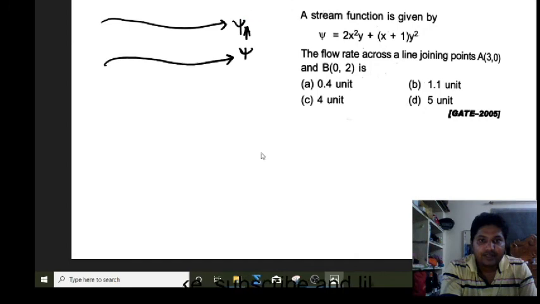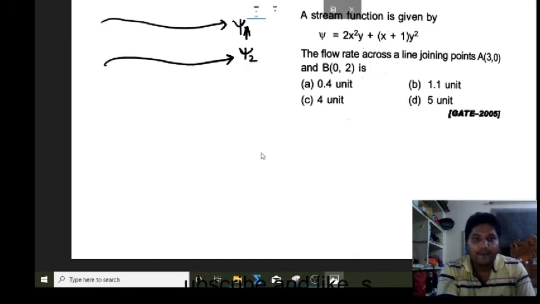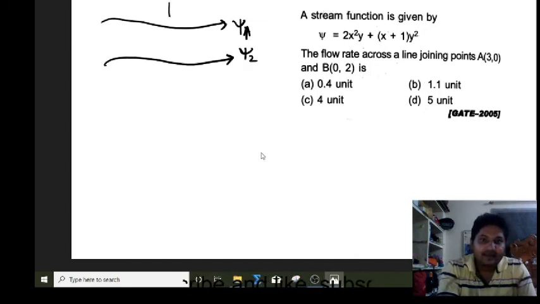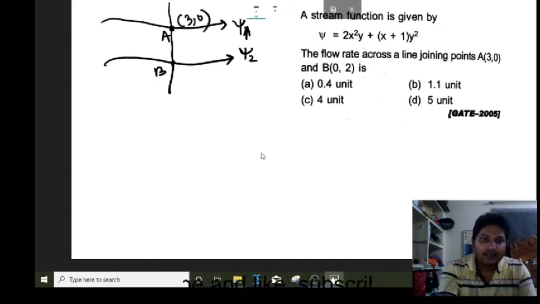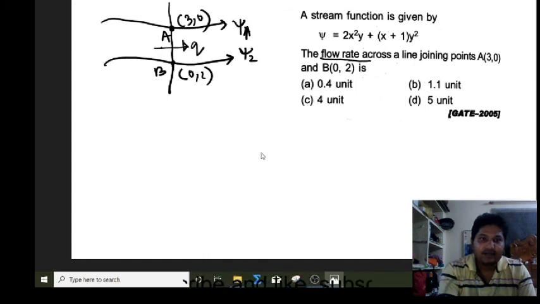Now it is asking the flow rate at a particular cross section. This point is A and this point suppose is B, and the coordinate of this point is given as (3, 0) and the coordinate of this point is given as (0, 2). It is asking what is the flow rate across this cross section. So the discharge per unit width will be equal to the modulus of psi A minus psi B.